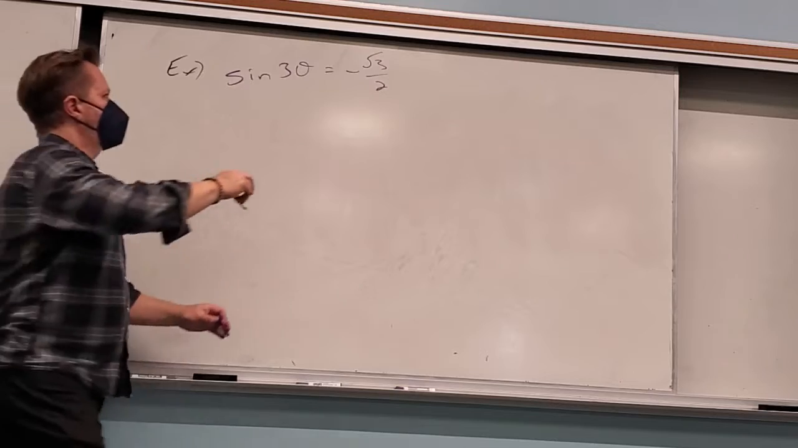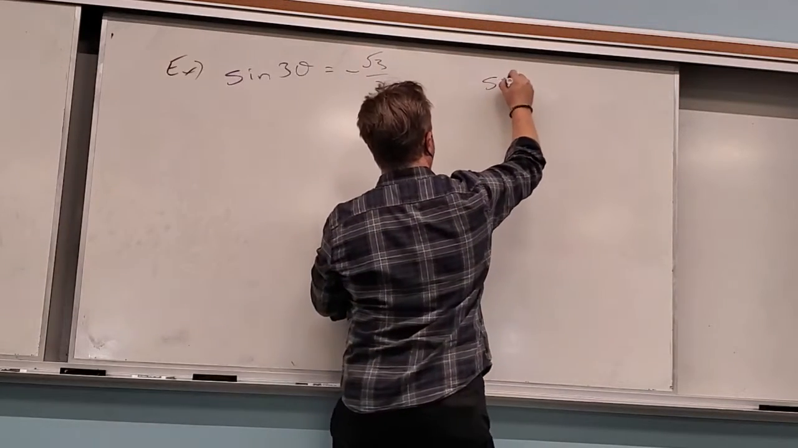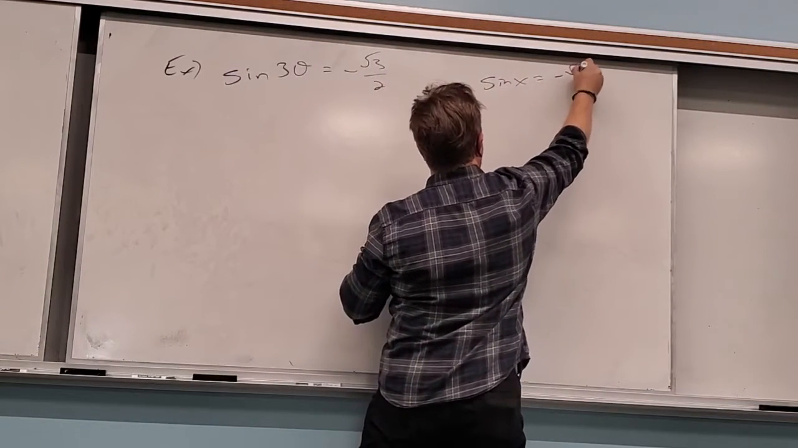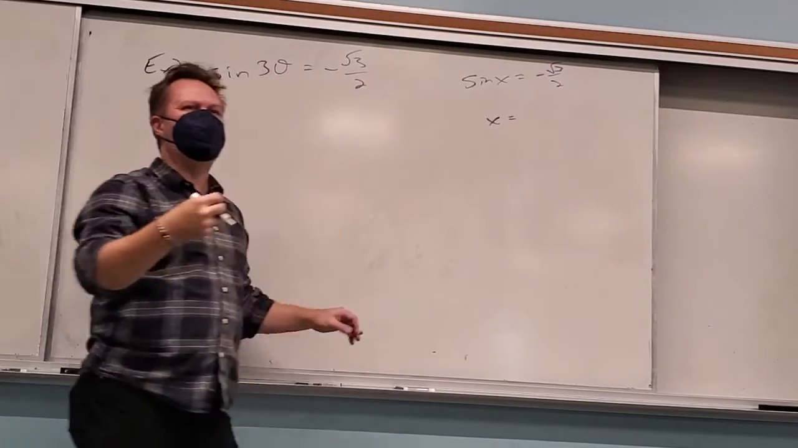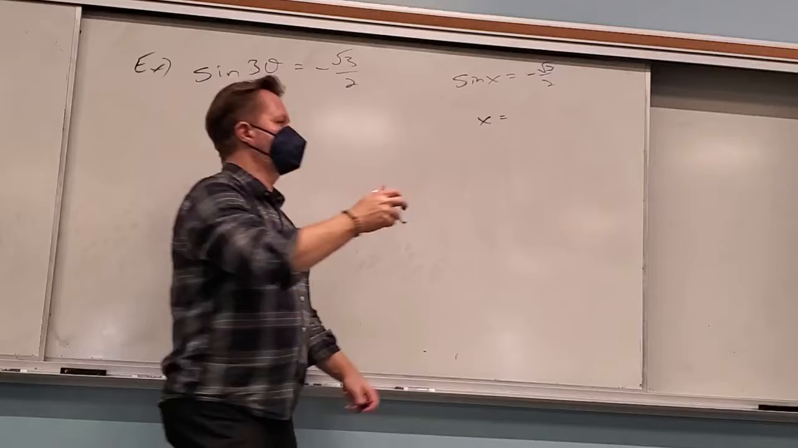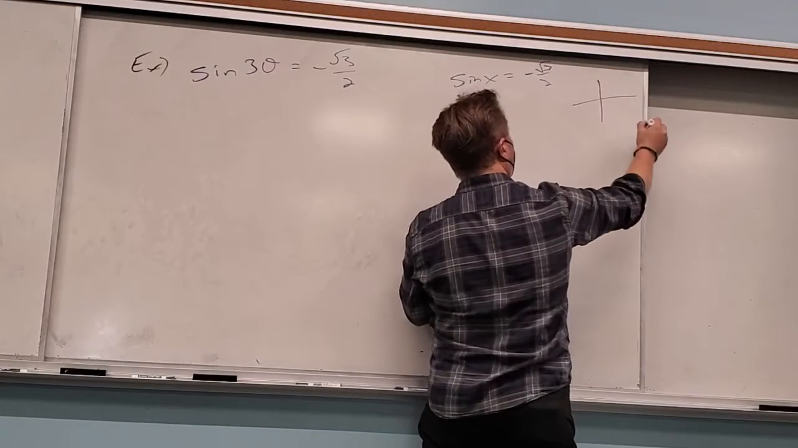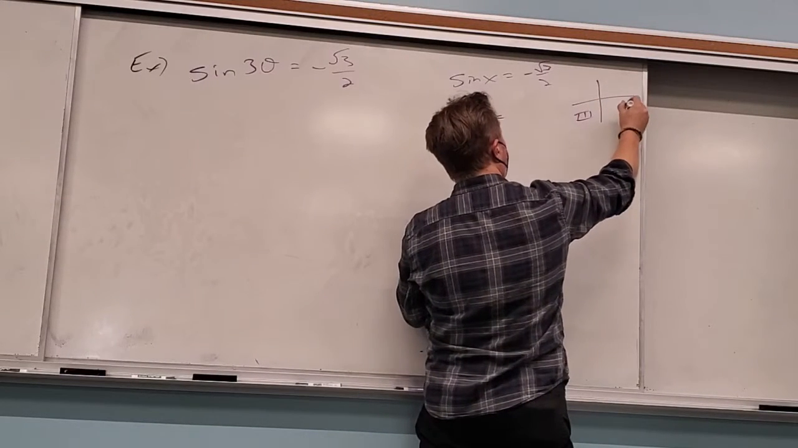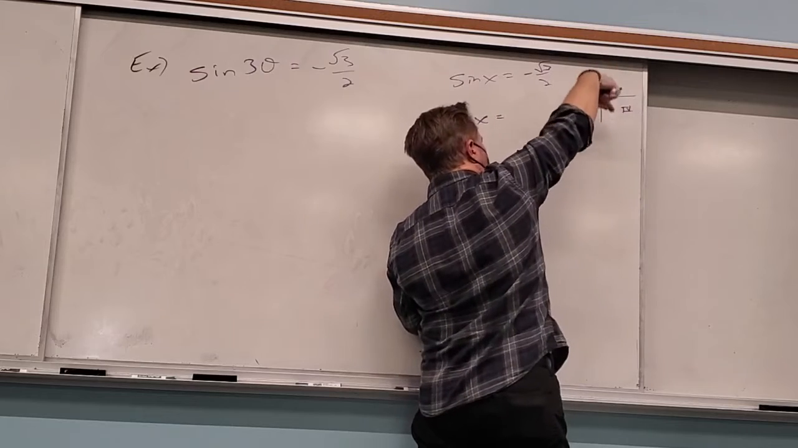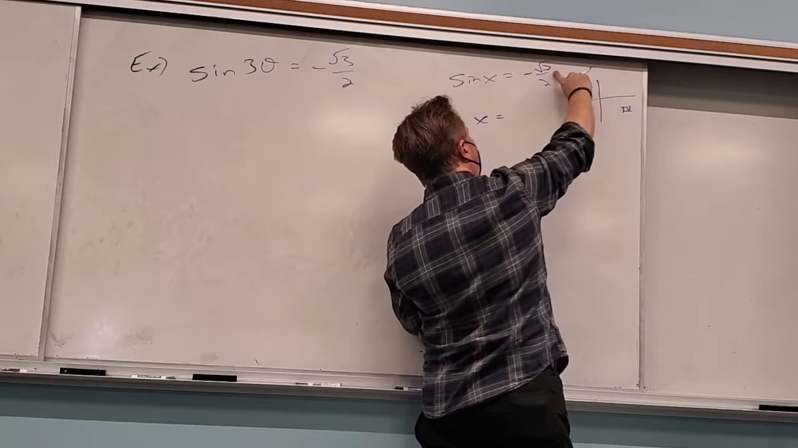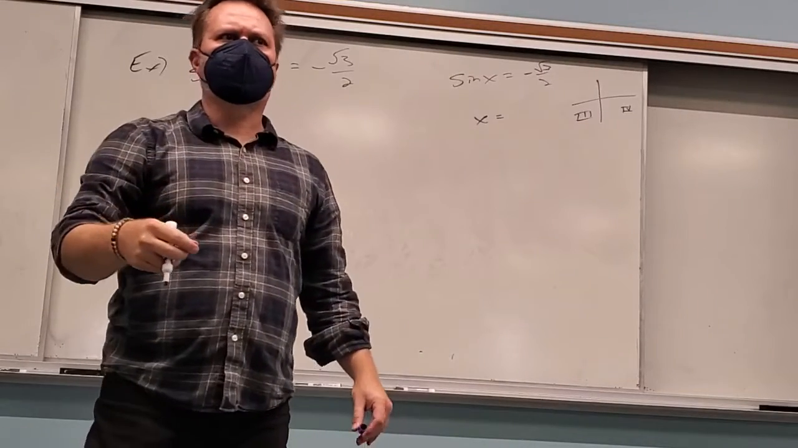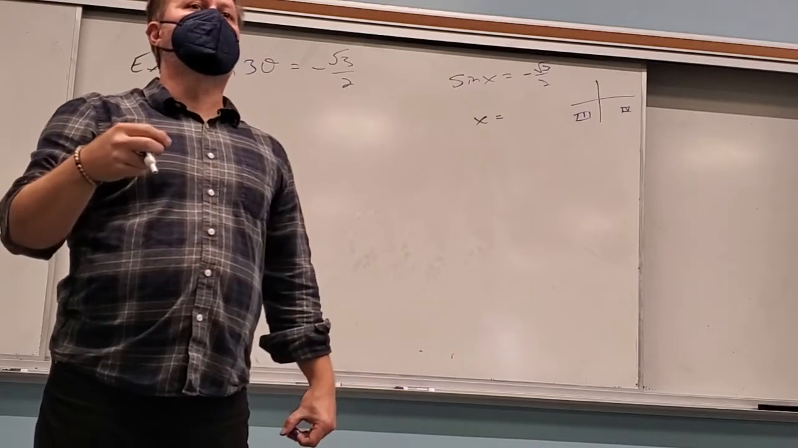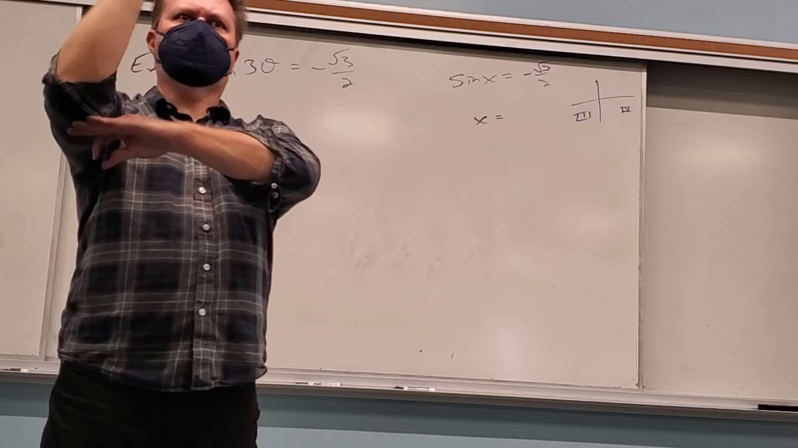Let me ask you real quick. If I just said sine x equals negative rad 3 over 2, could you give me some answers for what x is? Where is sine negative rad 3 over 2? Which quadrants are we in? Third and fourth, because that's where sine is negative, so y is negative. So what reference angle gives me rad 3 over 2 for sine? So it's got to be closer to 90.